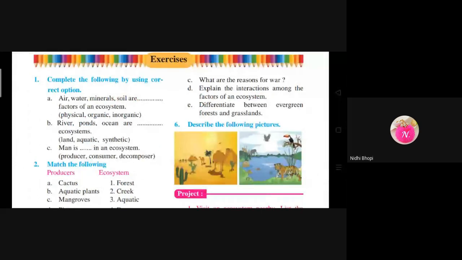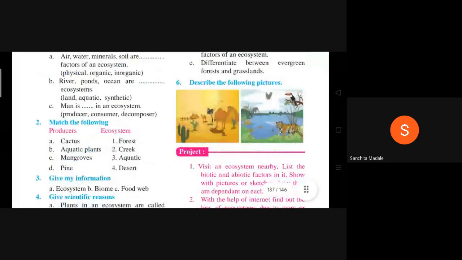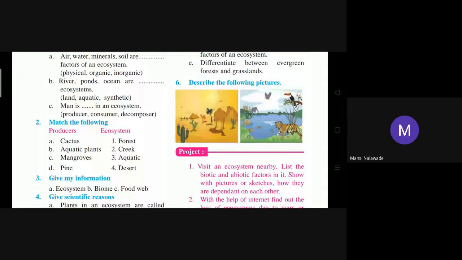Fill in the blanks directly. Air, water, mineral, soil are physical factors of ecosystem. River, ponds, ocean are aquatic ecosystem. Man is in consumer ecosystem. Cactus, aquatic plant, mangroves, creek, pine forest. Okay, ecosystem.